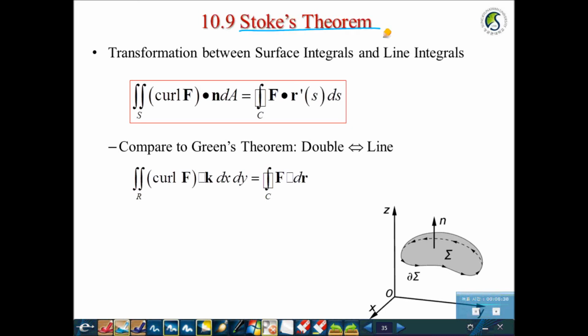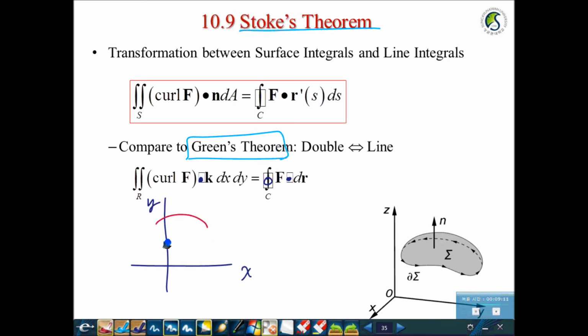10.9 Stokes' theorem. This is nothing new. This is exactly extending Green's theorem that you just learned, okay? What was Green's theorem? The curl F dot product with k is the line integral. So the curl over a surface is the line integral. If we draw that, you can express it this way.